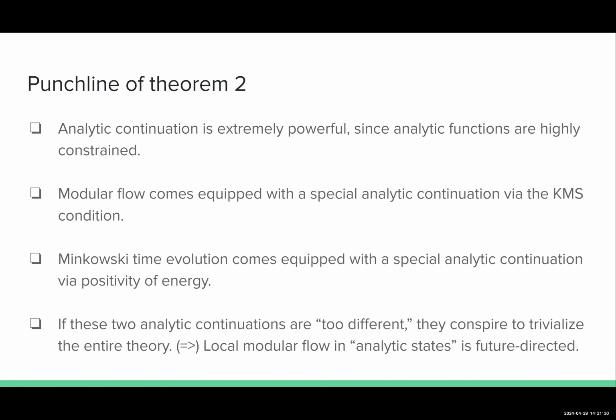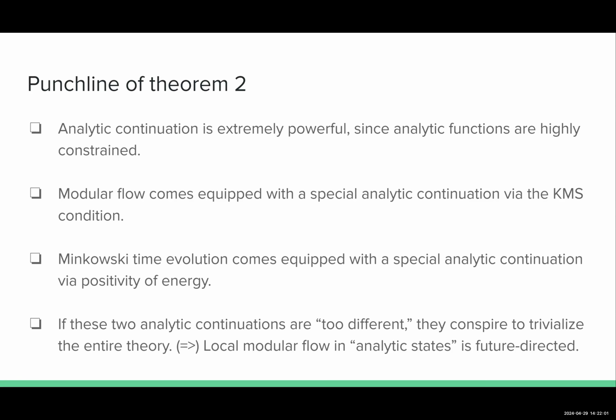I don't expect everyone to have followed exactly the details of this derivation, but let me just say, the big picture here is that analytic continuation is an extremely powerful tool because analytic functions are so highly constrained. For the modular flow, we had a special analytic continuation via KMS. For Minkowski time evolution, we had a special analytic continuation via positivity of energy. And if we assumed that these things were too different, one of them went to the future and one of them went to the side, then they were just too strong taken together, and they trivialized the entire theory.